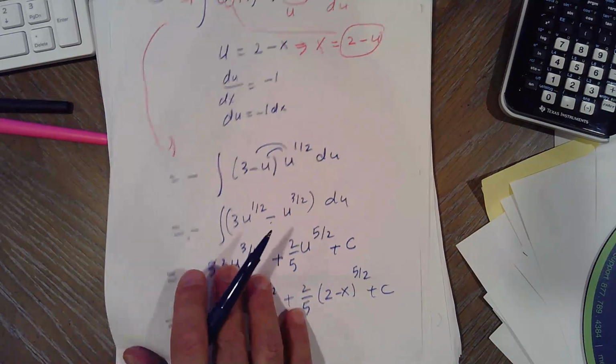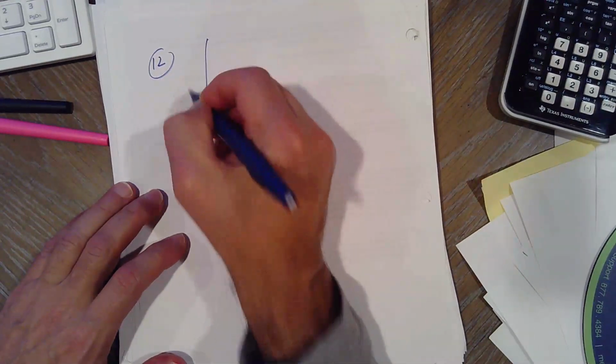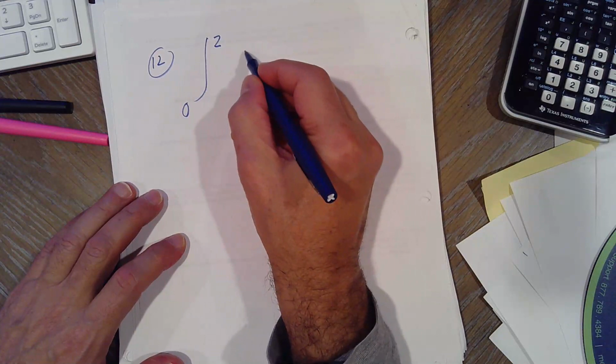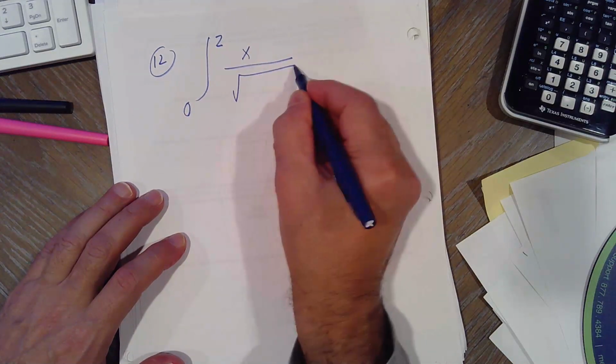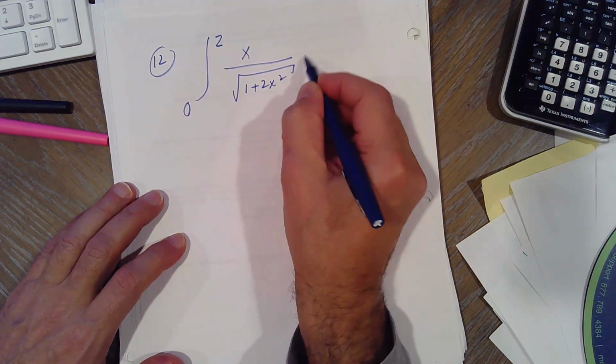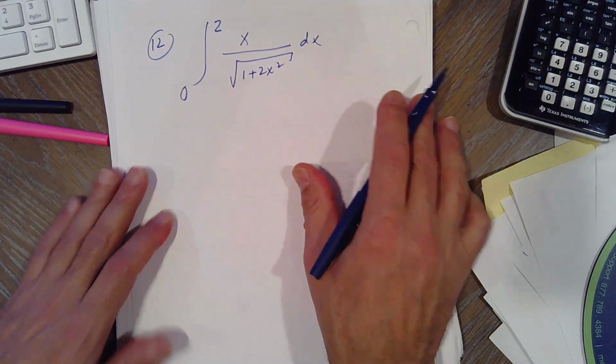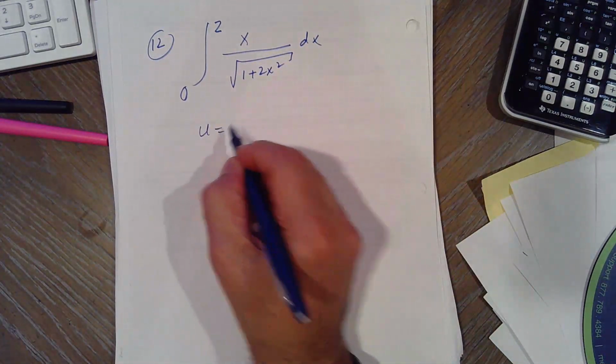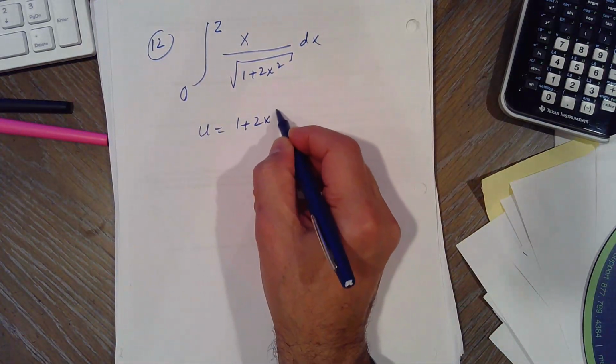Okay, let's do one with a definite integral. Integral from 0 to 2 of x over the square root of (1 plus 2x squared) dx. So obviously u is the bottom, 1 plus 2x squared.